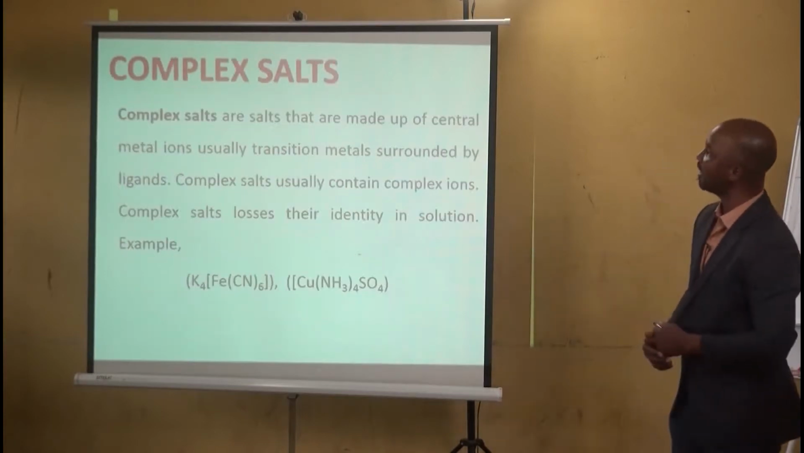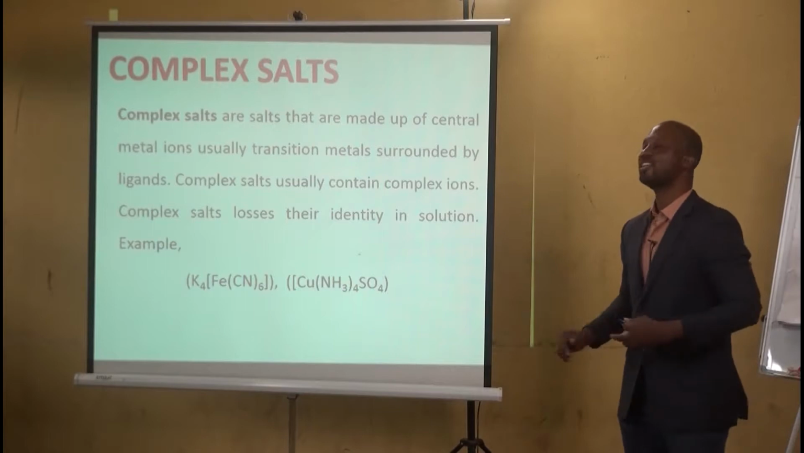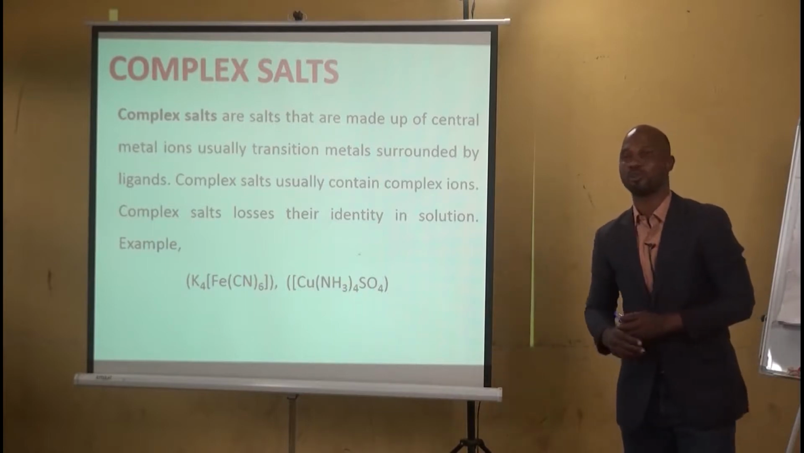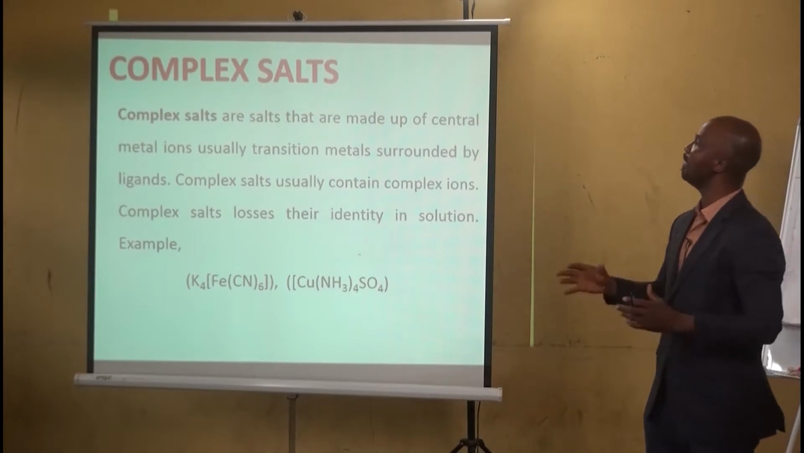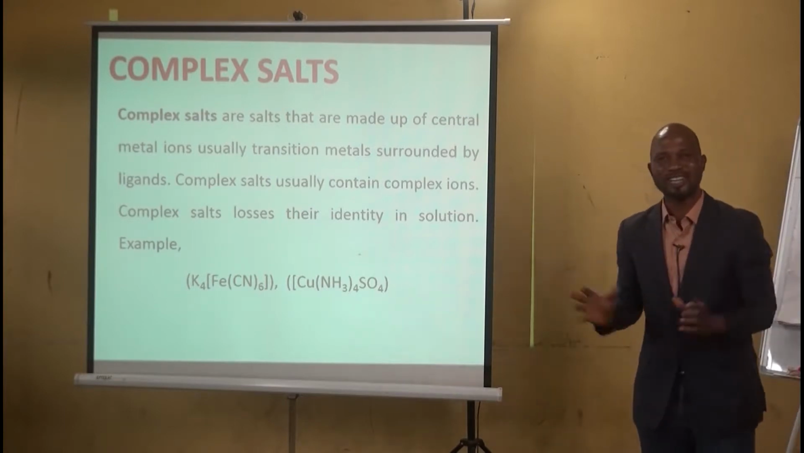Now the other one is complex salt. Like the name implies, it's a complex situation, and we're not going to talk too much about it, but I'll just let you know that a complex salt is made up of a central metal ion.